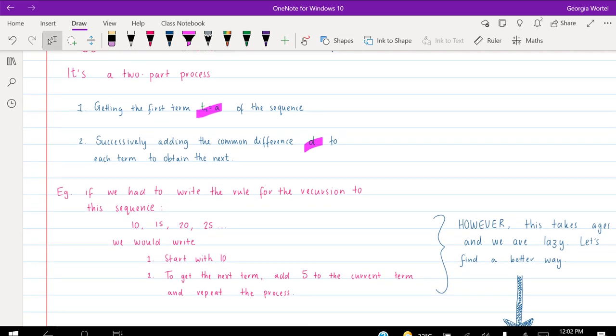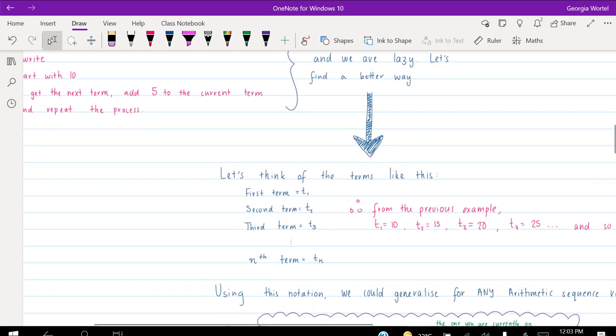So for example, if we had to write the rule for the recursion to this sequence, 10, 15, 20, 25, in words we would write, well, the first part of the process is start with 10. And then the second part of the process, to get the next term, add 5 to the current term and repeat the process. That's a pretty easy one to see. You're just adding 5 each time. Again, mathematicians are lazy. We don't want to have to write out sentences every single time we do recursion for an arithmetic sequence. So we want to use little symbols, little shorthand things that make our lives quicker and easier.